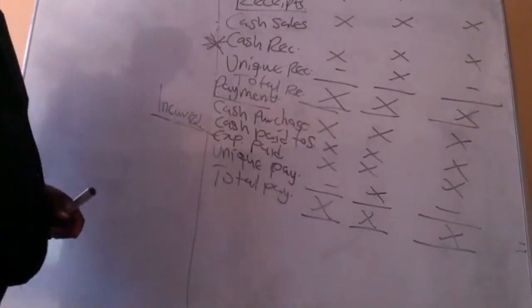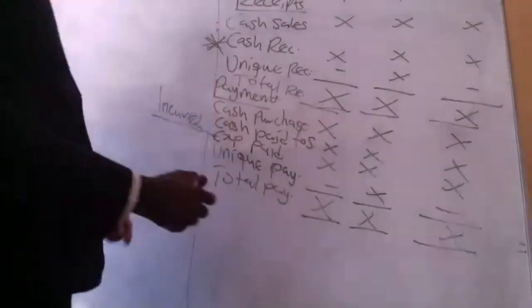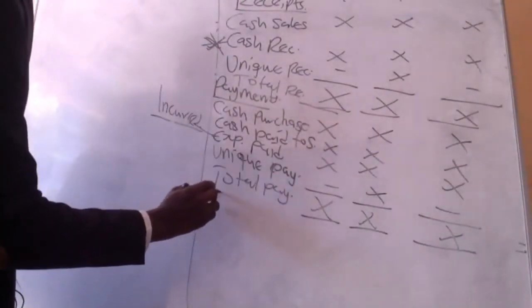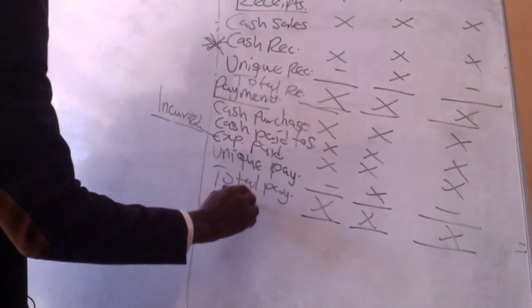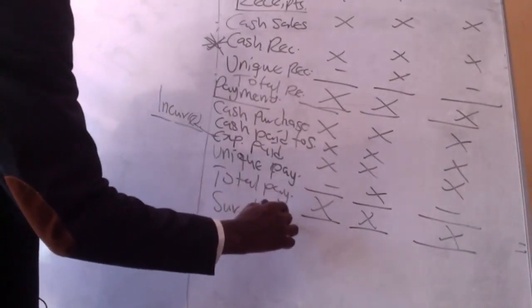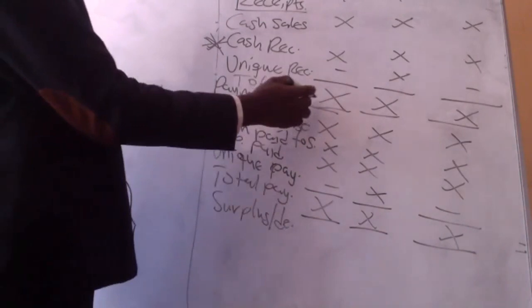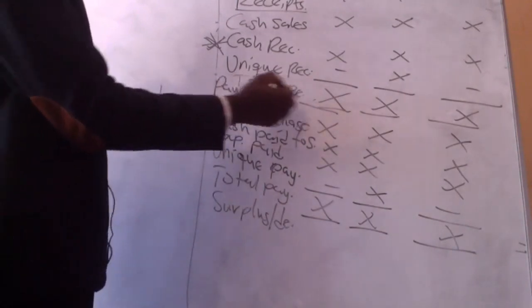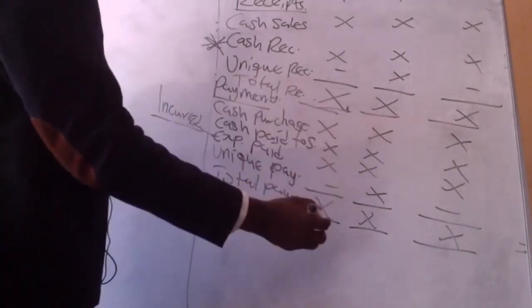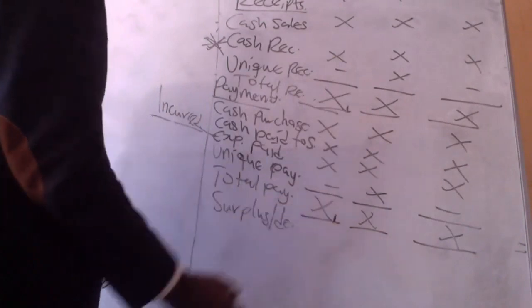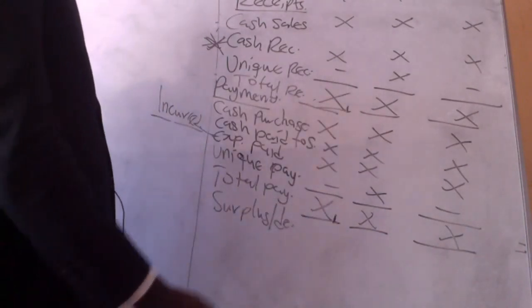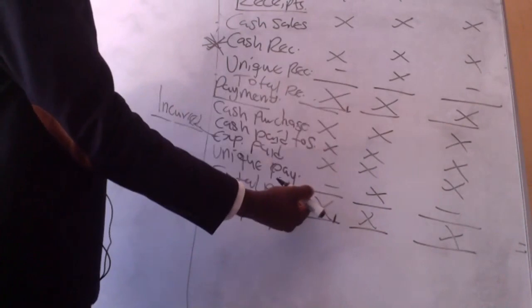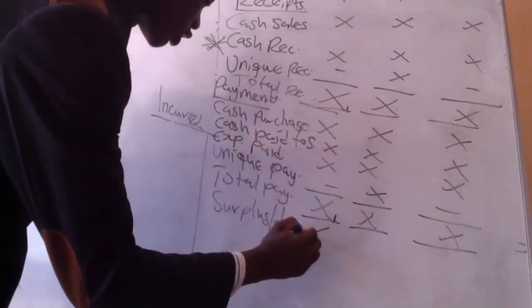Good. So here you write surplus or deficit. Surplus slash deficits. So the receipts figure, the total of receipts less the total of payment. So if the receipts are more than the payment, I have what you call surplus.